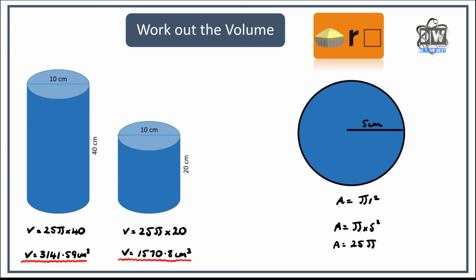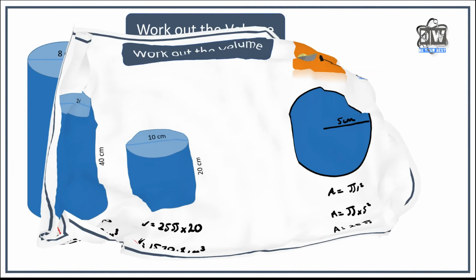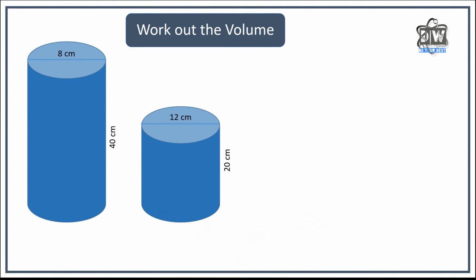And it really is as simple as that. Just like we did with cubes and cuboids, we find the base shape area and we times it by the height. The only thing that makes this more difficult is we need to be able to find the area of the circle or the base shape to do that. So what I would like you to do is give these two a go yourself.